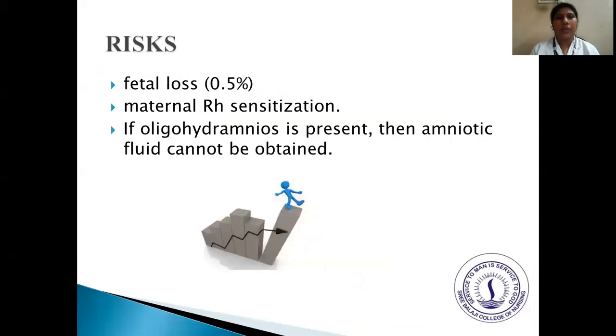What are the risks of amniocentesis? That means 0.5% fetal loss and maternal Rh sensitization. If oligohydramnios is present, then amniotic fluid cannot be obtained. These all are the risks of amniocentesis.